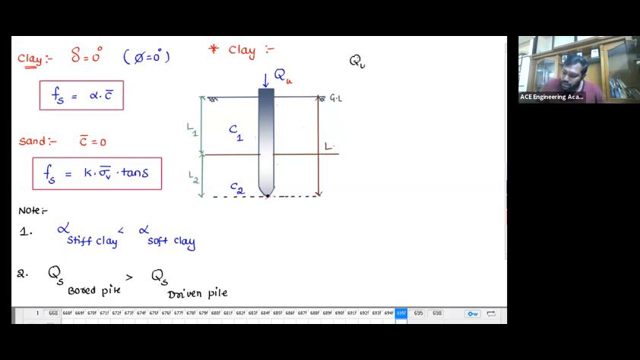The ultimate load taken by the pile depends upon the point bearing resistance plus skin frictional resistance. The point bearing resistance depends upon the bearing capacity times the area at base, and the skin frictional resistance times AS. Now, can you please tell me, in the case of clays, what is FB? So QU is equals to, I can write directly over here, FB is equals to CNC.